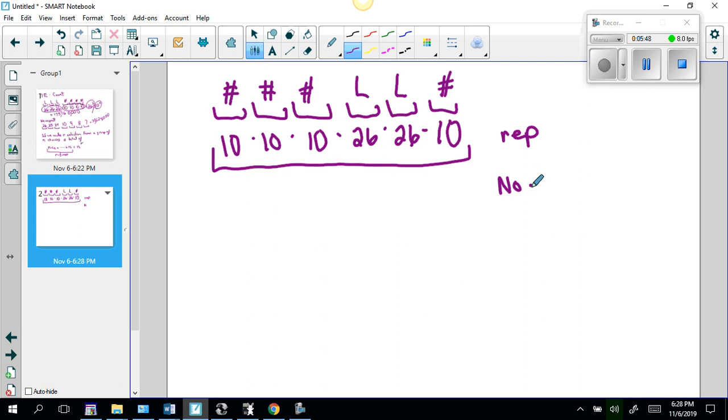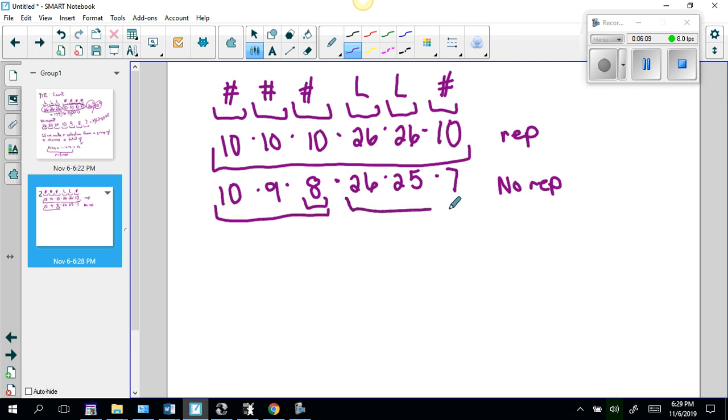Now, no repetition, that's not what the book is talking about. At least they're not talking about it now. That's when you get 10 choices, 9 choices, 8 choices, and then 26 choices, 25 choices. You can't repeat, so now 7. So this is the no repetition case, and this is the repetition case. So repetition allowed, no repetition allowed, and you see there's a difference. I like them both.